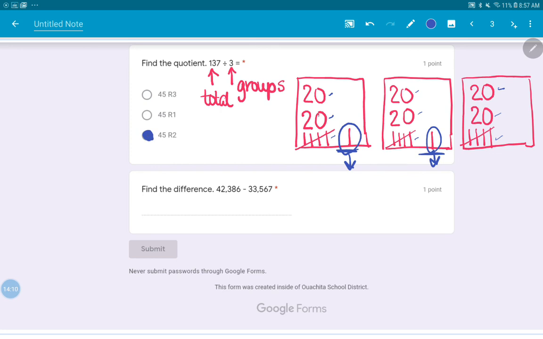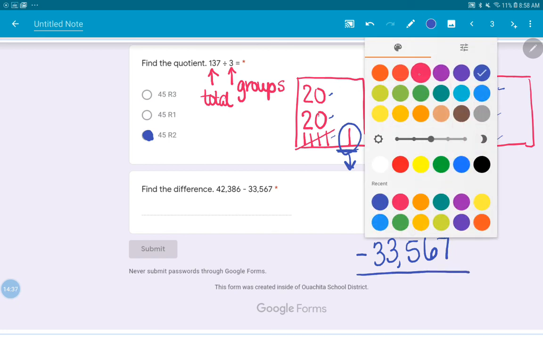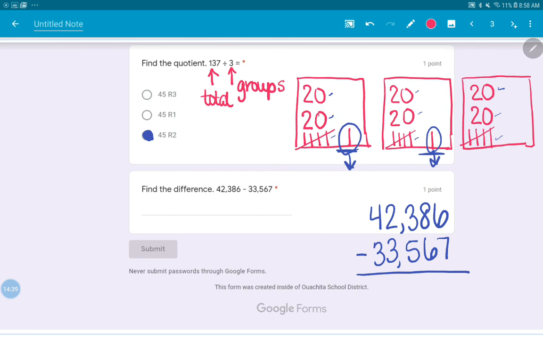All right, and the last one, we're finding the difference. What does find the difference tell us to do, Ansley? To subtract. So I'm subtracting 42,386 minus 33,567. All right, so let's switch colors here. Ansley, what do I need to do first?